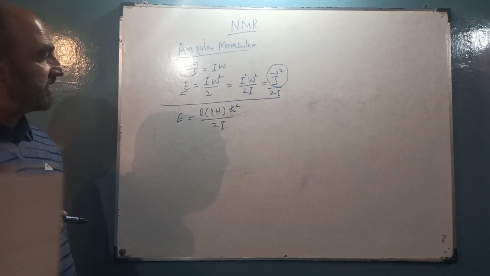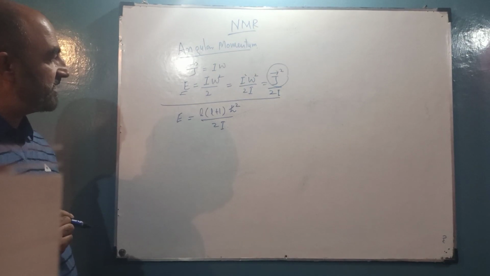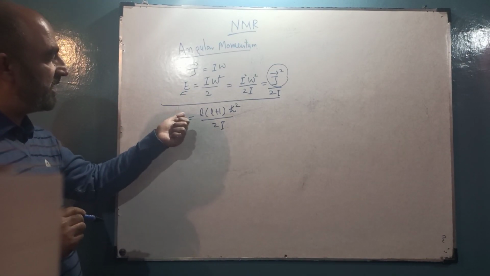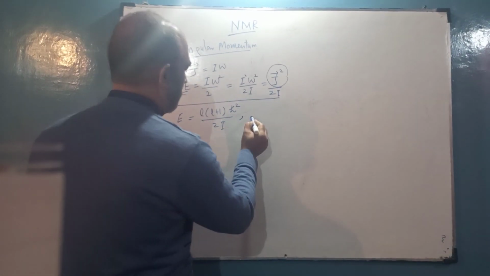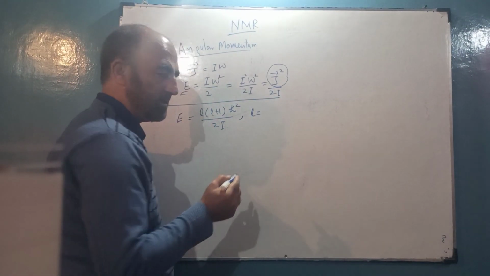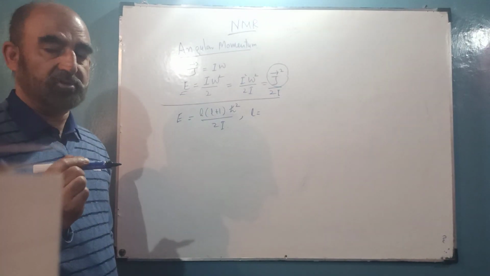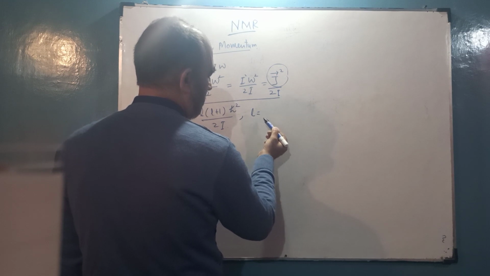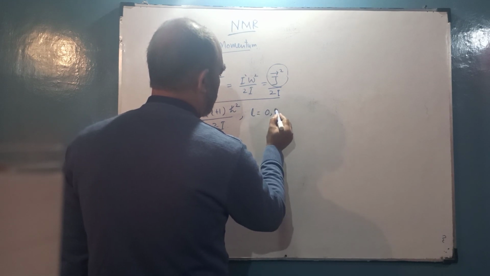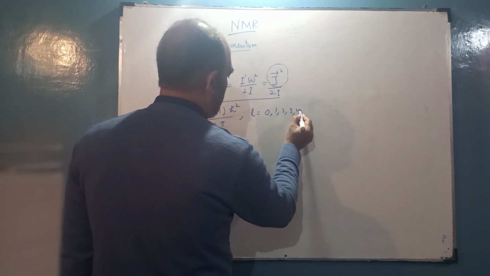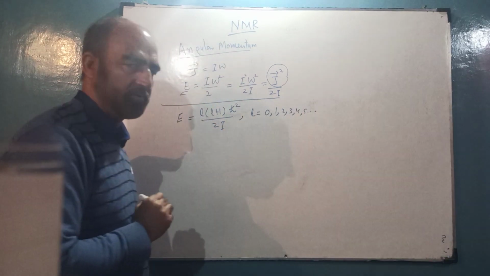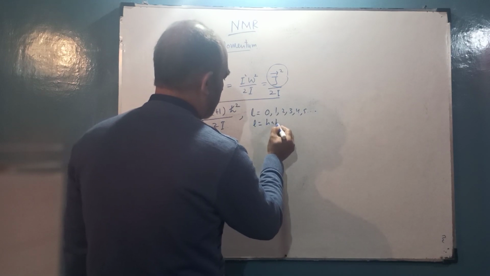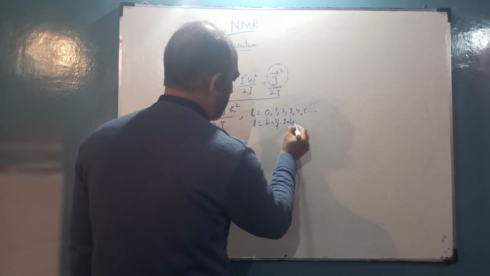So this is the expression of the energy in the classical sense, and we have it here in the quantum sense. And now we see here this L can only have some integer values or half integer values. For example, for certain types of quantum particles, L can be 0, 1, 2, 3, 4, 5, and so on. Or in certain cases, L can have half integer values. We will come to this later on.